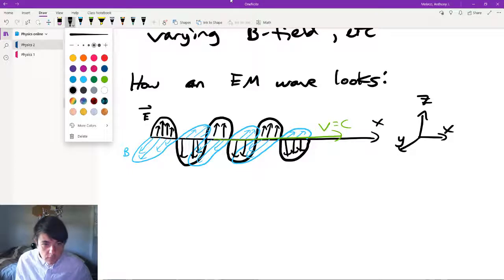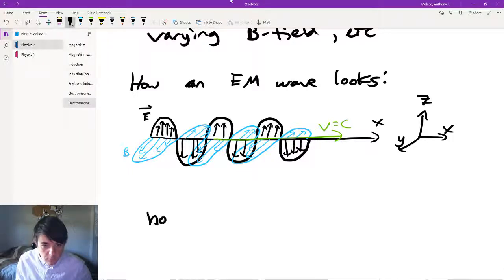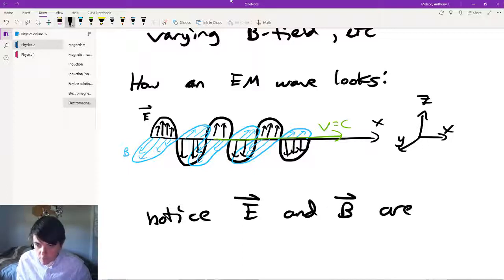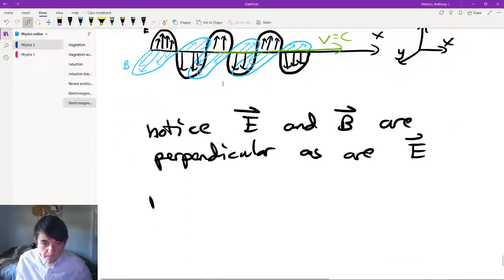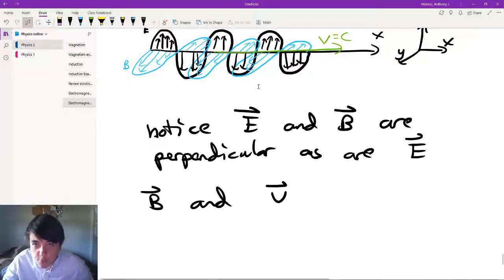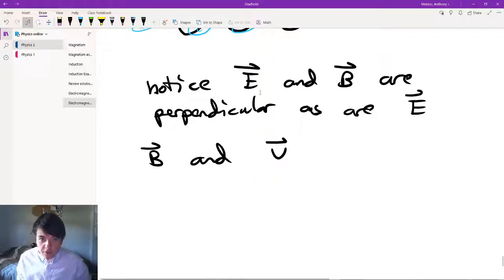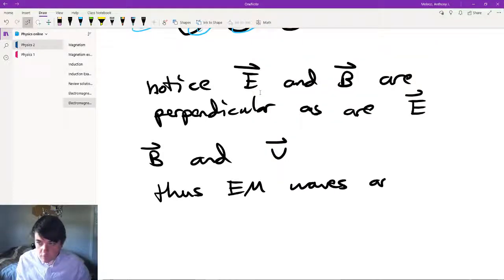And notice E and B are perpendicular, as are E, B, and V. Okay, so they're perpendicular to each other, and they're perpendicular to the propagation of the wave. They are transverse. Thus, EM waves are transverse waves. Okay.